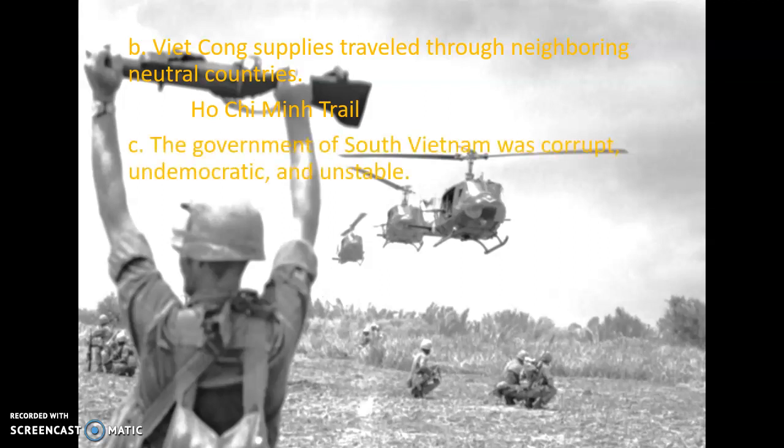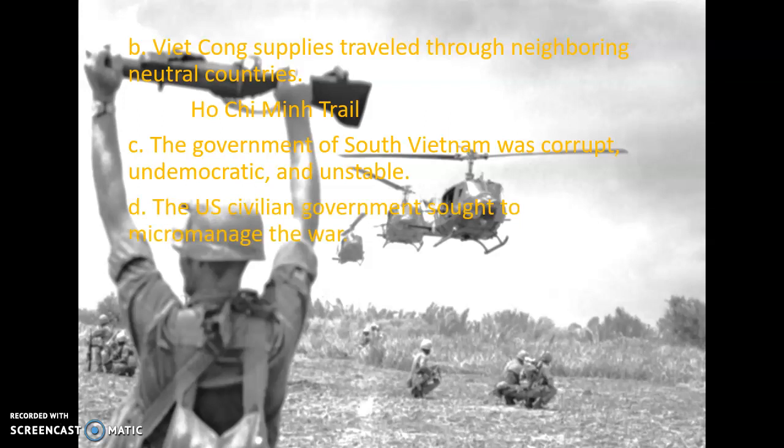Letter C, the government of South Vietnam was corrupt, undemocratic, and unstable. But they weren't communist. The only advantage it offered to Americans was that it was, quote-unquote, better than the communists.